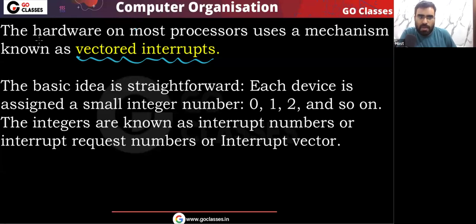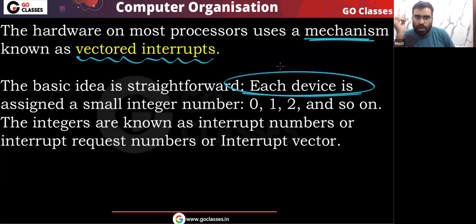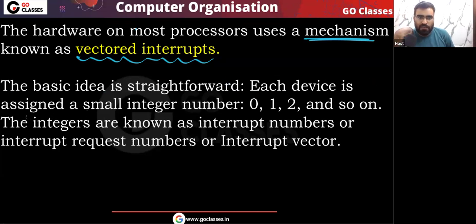Is this clear? So remember, we will use the method of vectored interrupt, which means that to every type of interrupt, we give a unique number. The basic idea is very simple. To every device, or I can say to every type of interrupt, we assign a small integer number, which is unique. These are called interrupt numbers, or interrupt request numbers, or interrupt vectors. To every type of interrupt, we give a small unique number; this is called the interrupt vector, or the interrupt number.